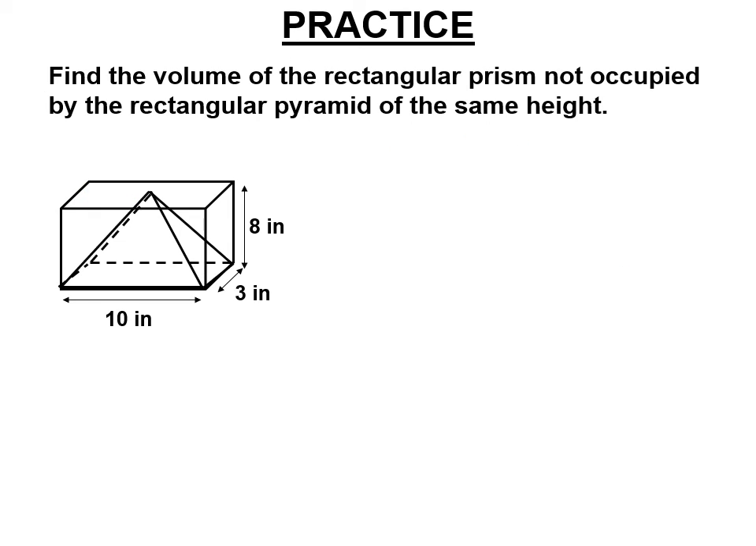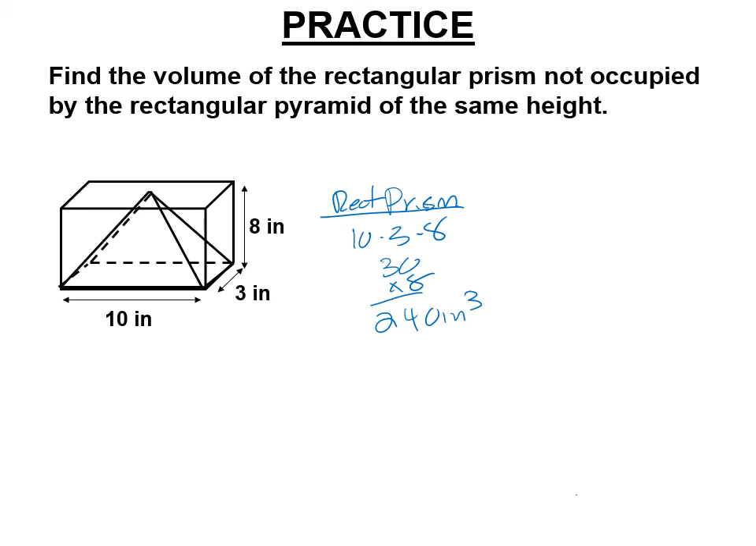Find the volume of the rectangular prism not occupied by the rectangular pyramid. So the other part. It's not the pyramid, which is 1/3. It's the other part. It's 2/3. So there's a bunch of ways to do it, but let's just do the prism. A rectangular prism is 10 times 3 times 8. 30 times 8 is 240 cubic inches.